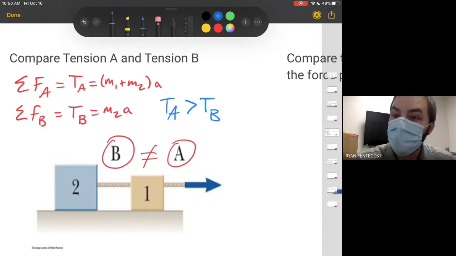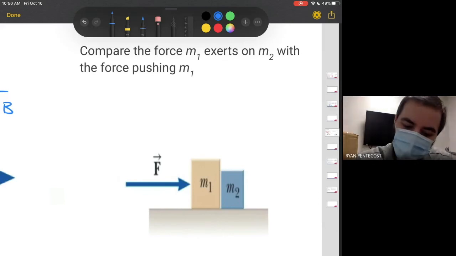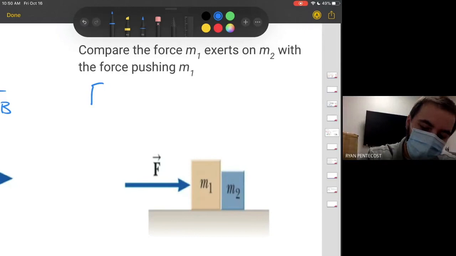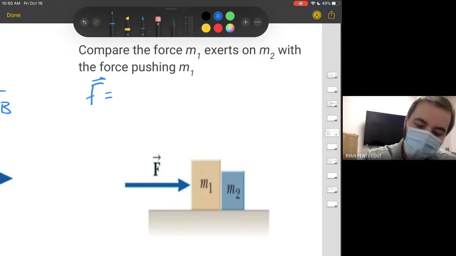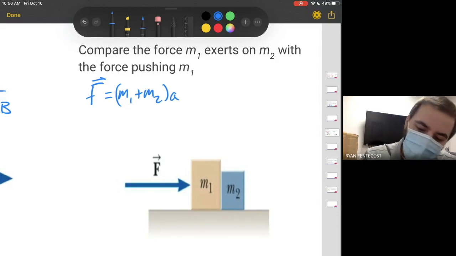So the tensions can actually be different in a problem like that. Now let's compare the force M1 exerts on M2 with the force that's actually pushing M1, right? So let's say my hand is pushing M1, right? That is called force F. And that's pushing M1 and M2, and it is accelerating them, right? Accelerating the system.